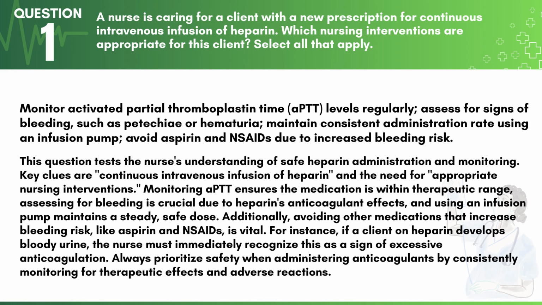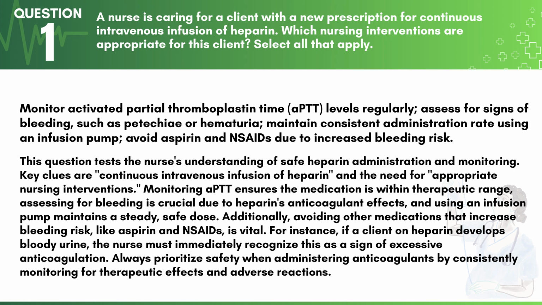Answer. Monitor activated partial thromboplastin time, APTT, levels regularly, assess for signs of bleeding, such as petechiae or hematuria, maintain consistent administration rate using an infusion pump, avoid aspirin and NSAIDs due to increased bleeding risk. This question tests the nurse's understanding of safe heparin administration and monitoring. Key clues are continuous intravenous infusion of heparin and the need for appropriate nursing interventions.